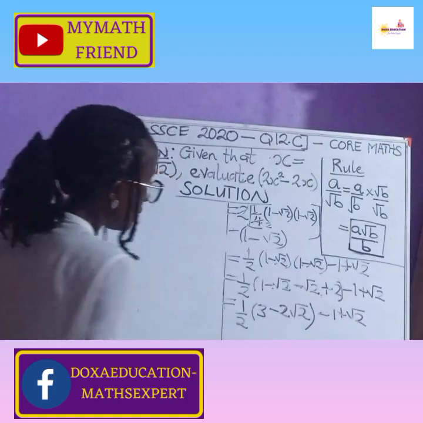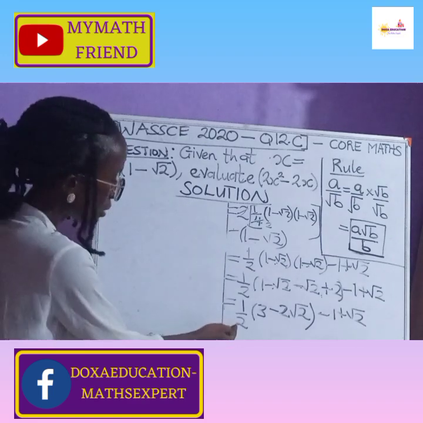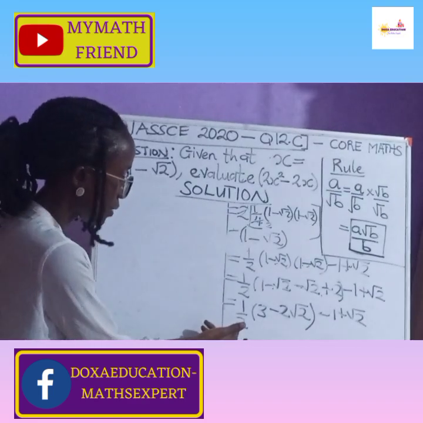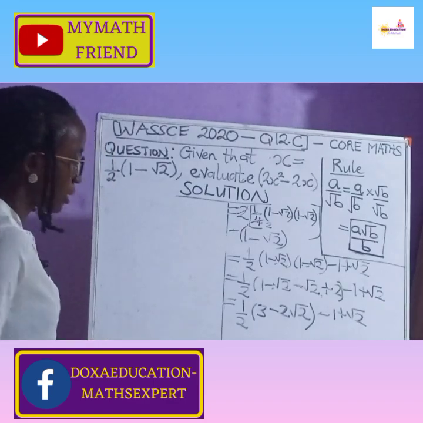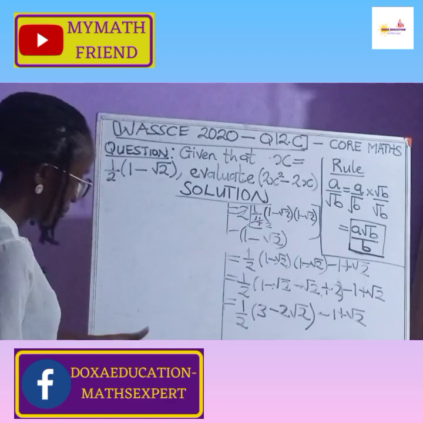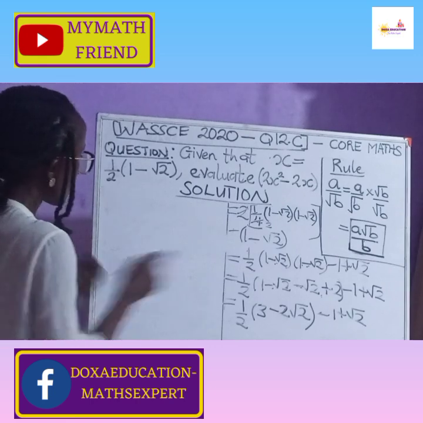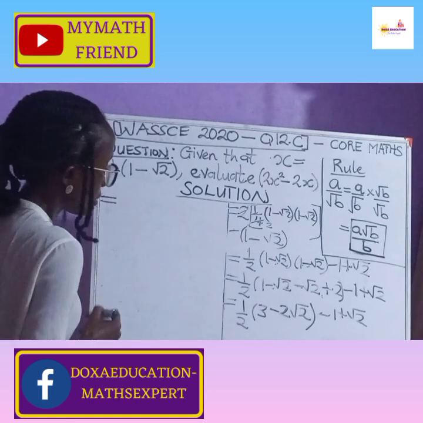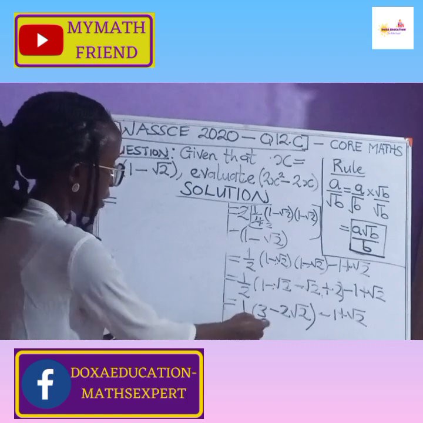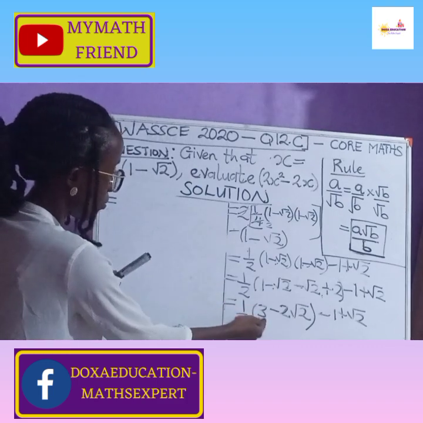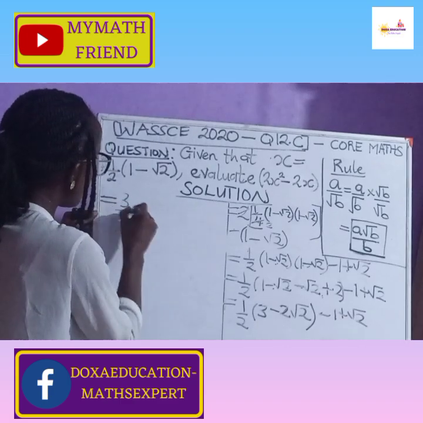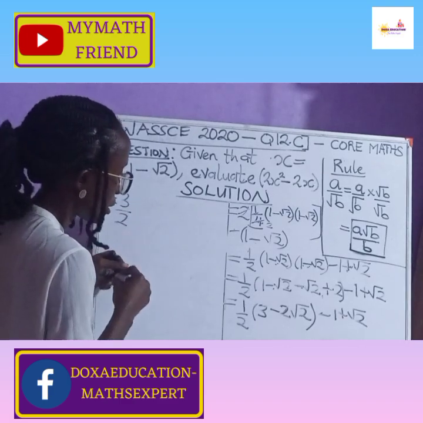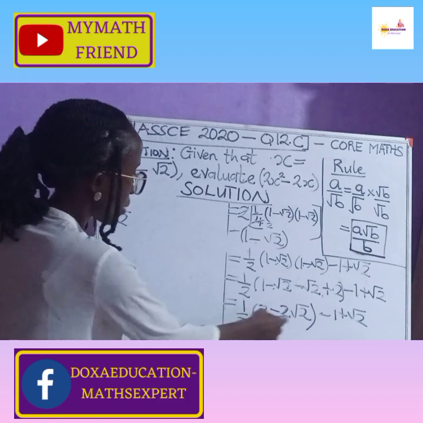What is the next step from here? The next step, remember, there's a half outside. The half multiplies everything in the bracket. You see that? Good. So let's deal with the bracket first. That's what we are still doing. So this becomes half times 3 is what? The 3 multiplies the numerator. 3 times 1 is 3 over 2. Then you have half times minus 2 root 2.